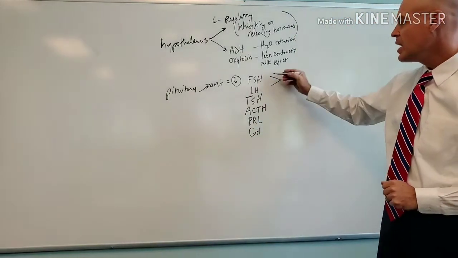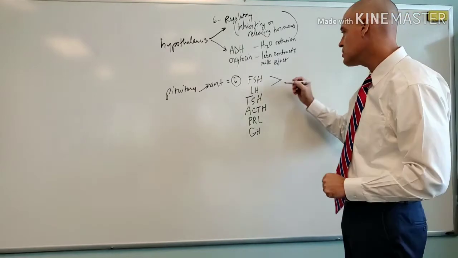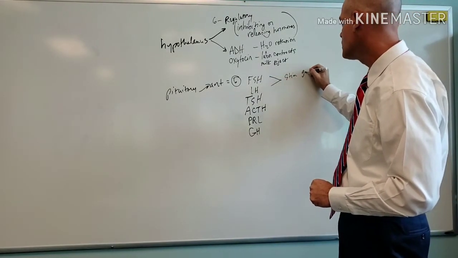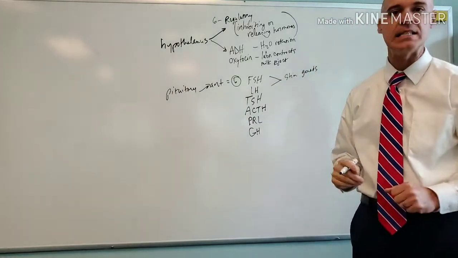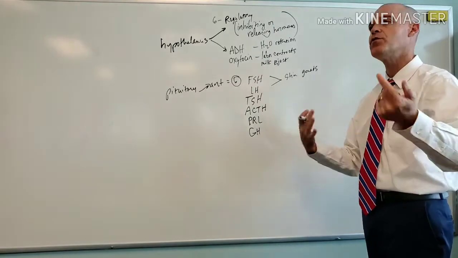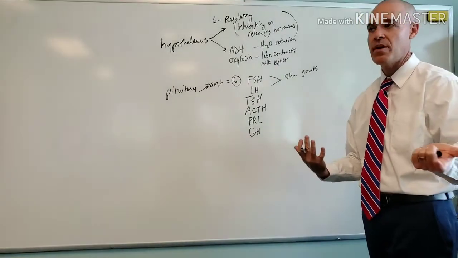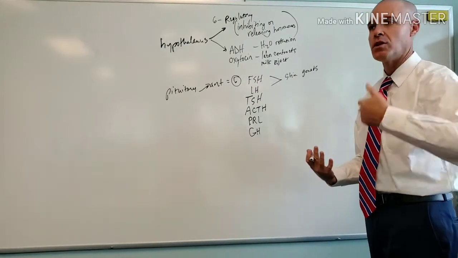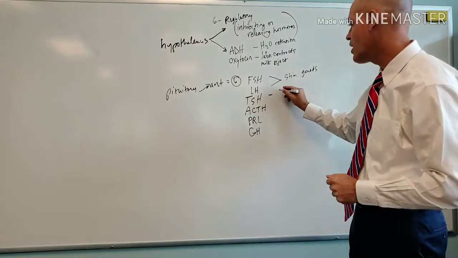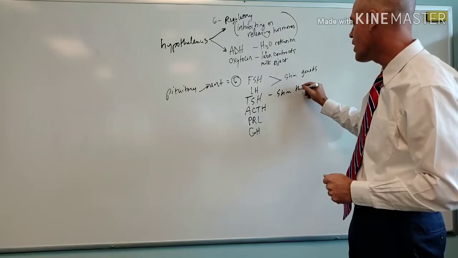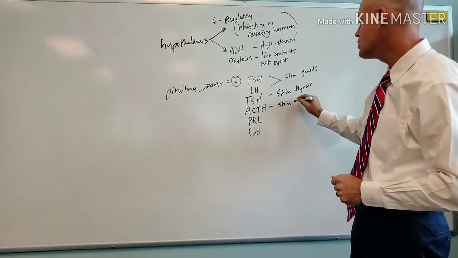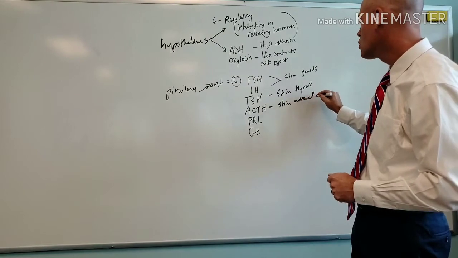So that's all FSH and LH. We're just going to say they stimulate the gonads. That would be our ovaries and testes. They're going to stimulate them to do a few things. One big thing in particular is, of course, release testosterone and release estrogen and progesterone. So two big things here. Obviously, TSH stimulates the thyroid. ACTH stimulates the adrenal cortex.